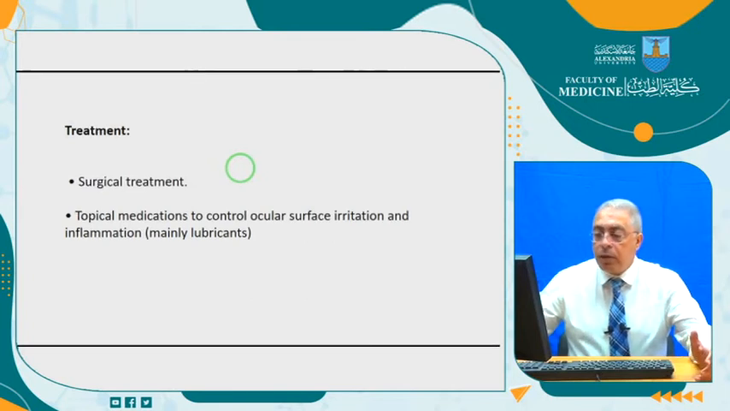Treatment is essentially surgical. We go for surgery, but in case of spastic entropion, we should treat the cause as well. Topical medications to control the ocular surface irritation and inflammation. We give lubricants and topical antibiotics as prophylaxis, but the main treatment is the surgical one.